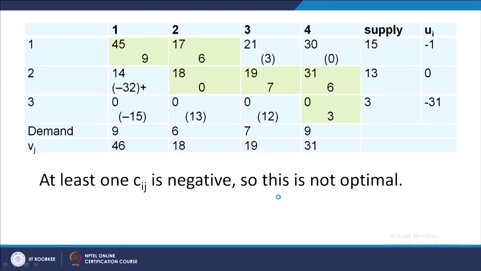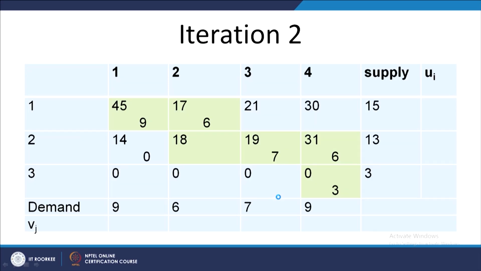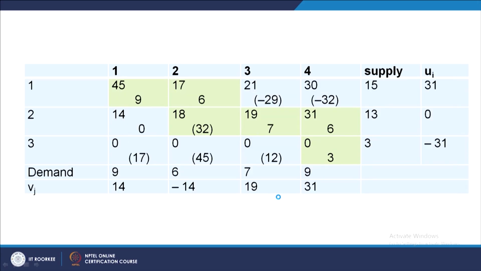This is shown here in this table, and we find that at least one Cij is negative. So, this is not optimum. The optimality condition is that all the Cij's should be positive. So, we apply another iteration, and this is the table that we get after the next iteration. Again, the next iteration is shown here.